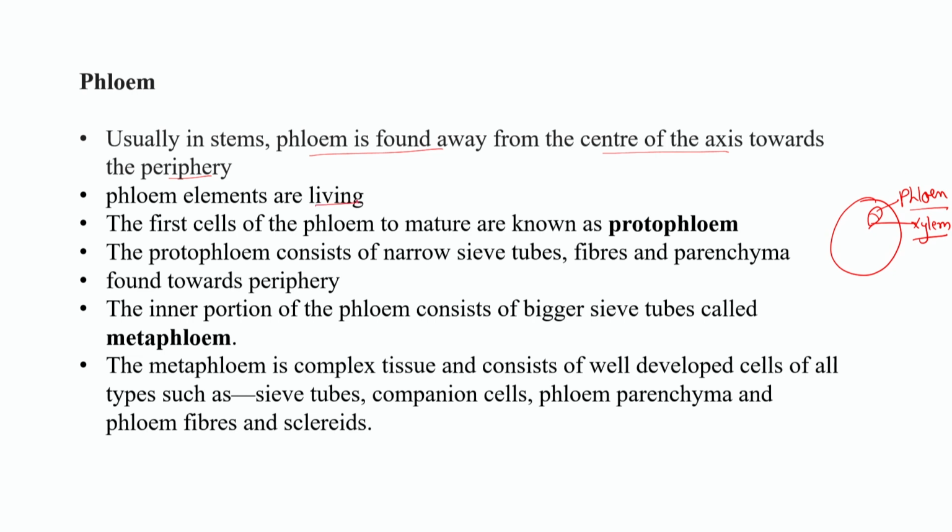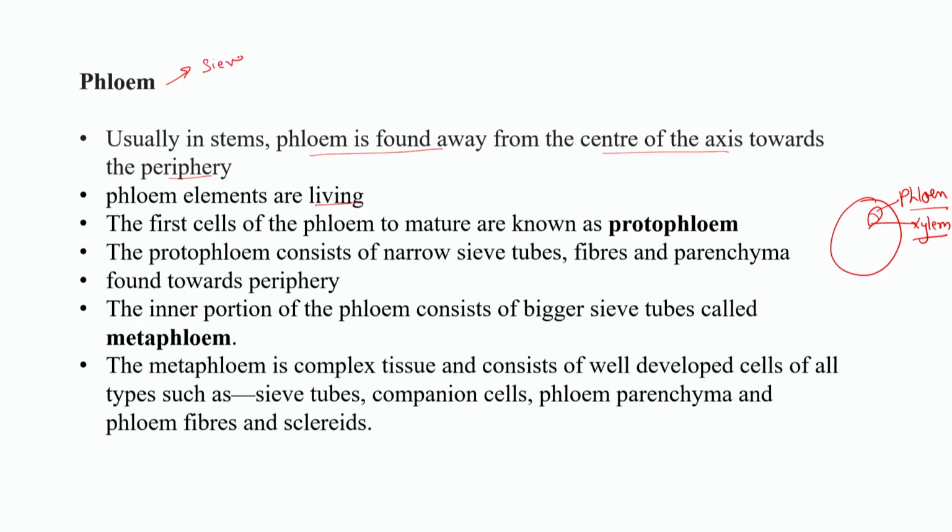Now, we have also discussed the different parts of the phloem, that most of the components of a phloem are living. You have sieve tubes, then you have companion cells, then phloem parenchyma and phloem fibers. Among them only the fibers are dead, whereas the other components are living. Now, the early phloem is known as protophloem.